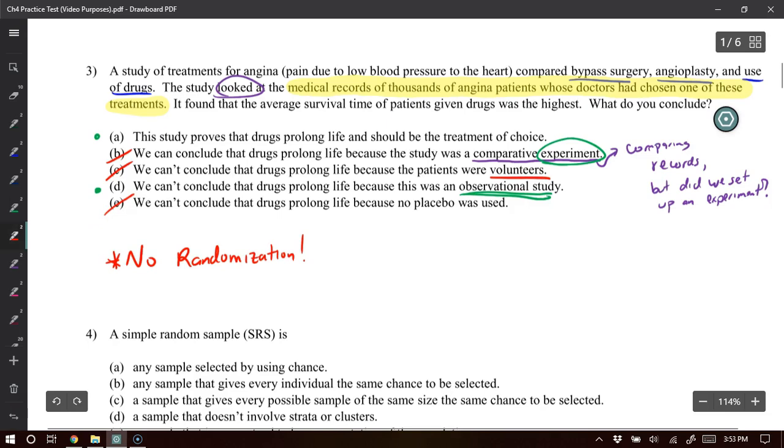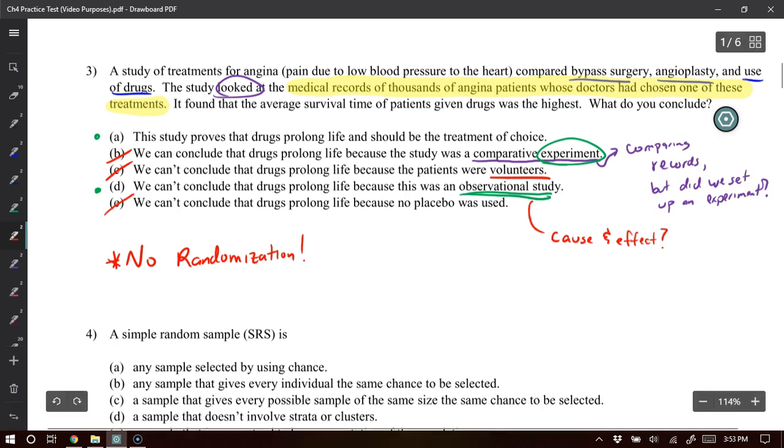So let's take a look. It's either A, the study proves that drugs prolong life and should be the treatment of choice, or it's D, we can't conclude that drugs prolong life because it was an observational study. Now that's interesting because those are complete opposites. So if we know it was an observational study, the question we have to ask ourselves is, can we conclude cause and effect from an observational study? And we can't.